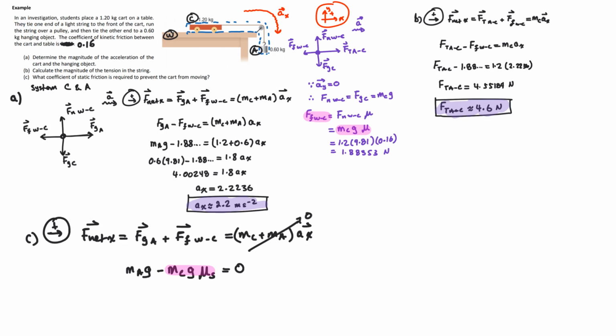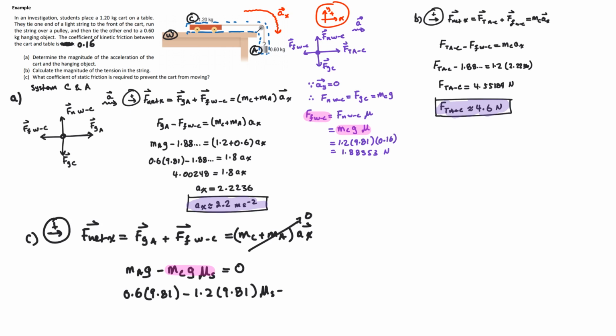So now I have, let's see if I can find my information. I have mass A, I have g, I have mC, I have g, so I just need mu, and I can do that. It's not a problem. Mass of A, 0.6, times gravitational acceleration, 9.81, minus mass of C, 1.2, times gravitational acceleration, 9.81. You could have factored that out, would have made your life a lot easier.